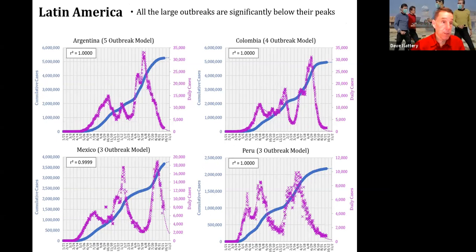Latin America, I think this is the best overall Latin America has looked in probably a year. So you remember, usually Argentina and Colombia are down, but Mexico and Peru are going up. But all the major outbreaks in Latin America are down and looking like they're under much better control, even Brazil. And some of them are really quite low. Colombia, Argentina, Chile, and Peru are all really at 10% or so of their peaks. So that's good news.